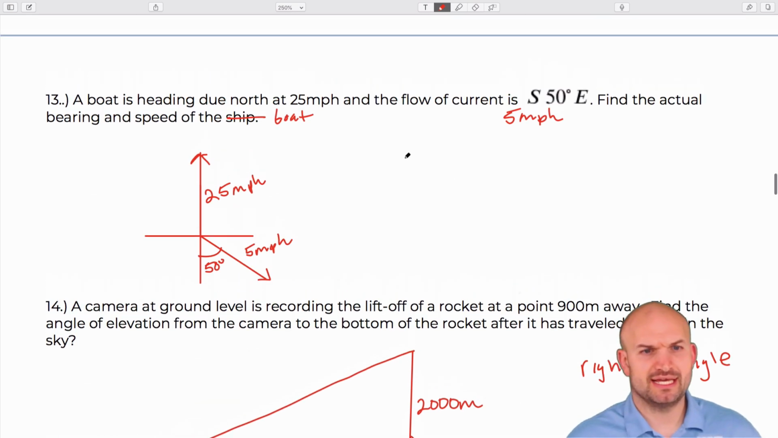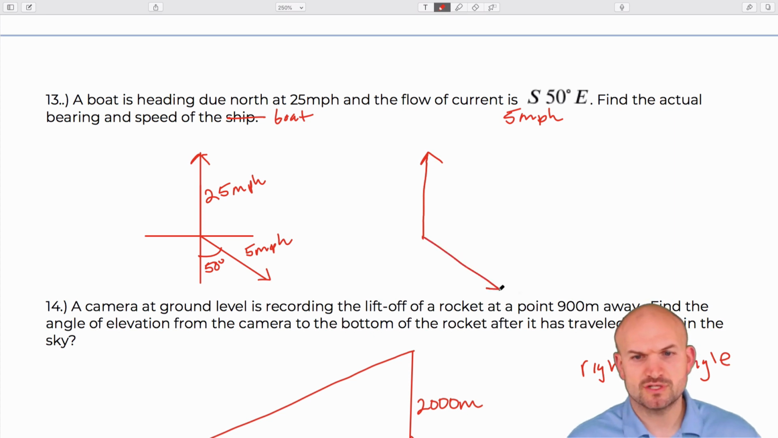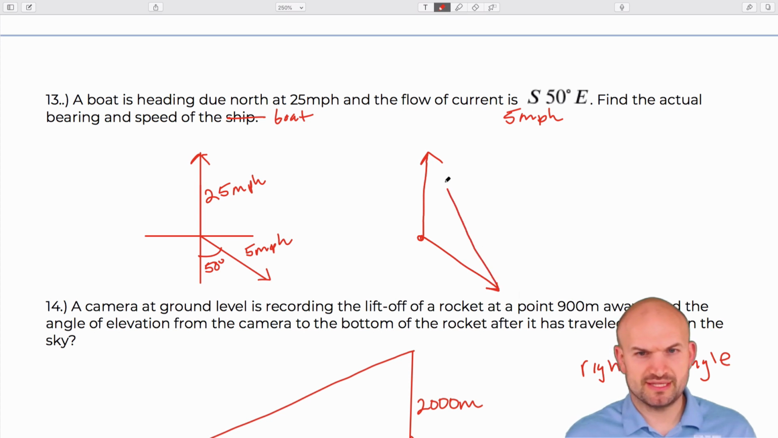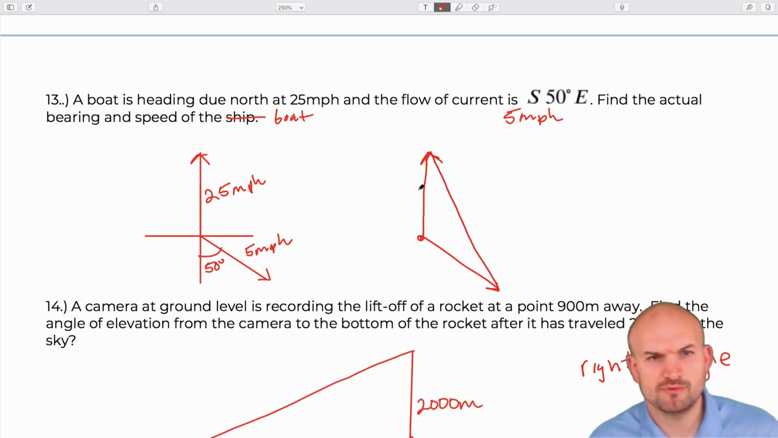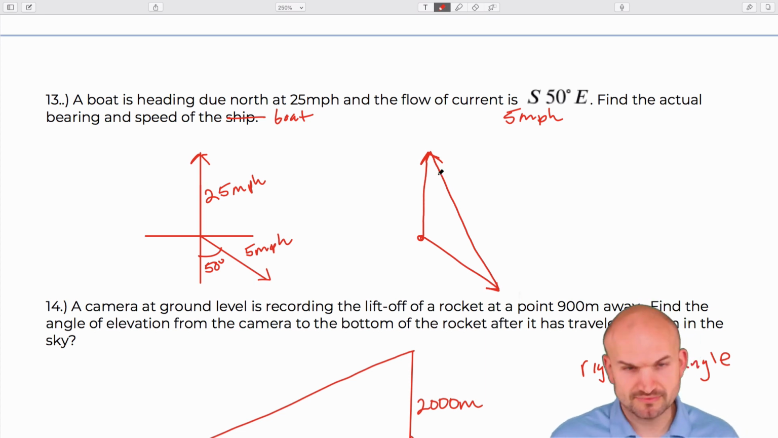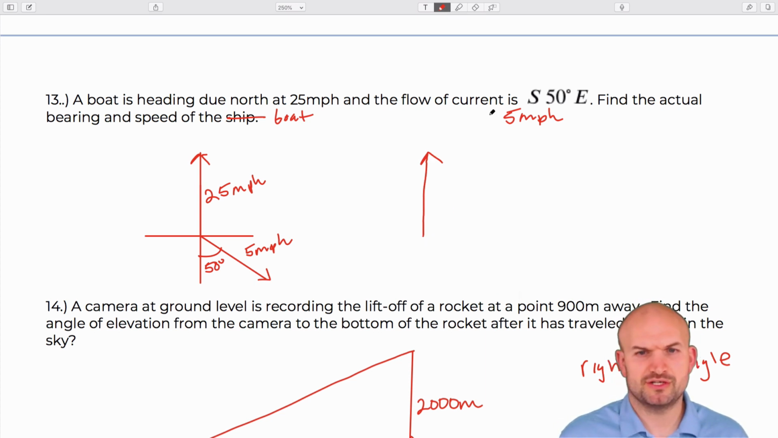The next one is going to be find the actual bearing and speed of the boats. So therefore, again, this is going to be a bearing problem, or I'm sorry, a vector problem. So we have that, and so we have this from there. So we're basically looking for what is going to be this vector here. So a boat is heading due north in the flow of current, find the actual speed and bearing of the boat. So actually we can do tip to tail.